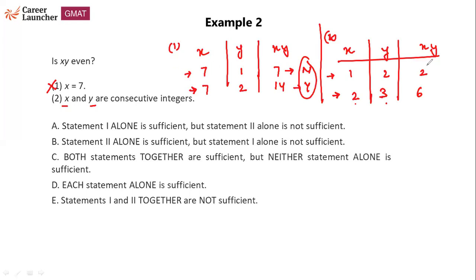Answer the question, is xy even? Yes. Is xy even? Yes. Are we getting a definite yes as an answer? We are getting it here. That means the second statement alone is sufficient to answer the question. That means option B, which gives the answer, will be the correct one.